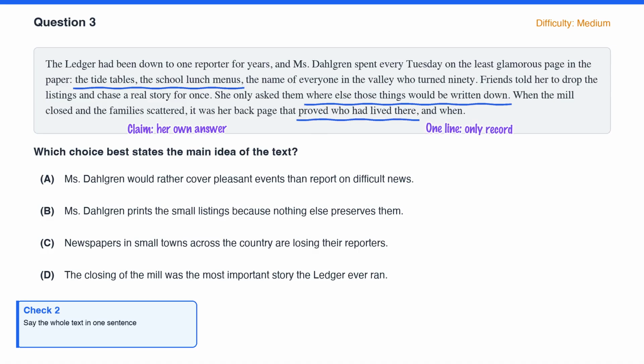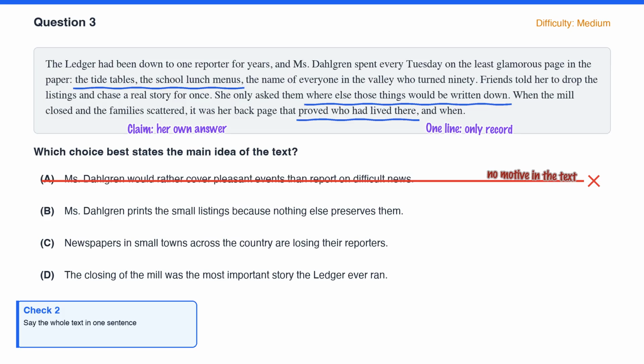The final sentence proves her right when the mill closes. Now the choices, and 3 of them are built out of pieces that sound true. A says she would rather cover pleasant events than difficult news. The passage never says she avoids anything. That is a motive we invented.